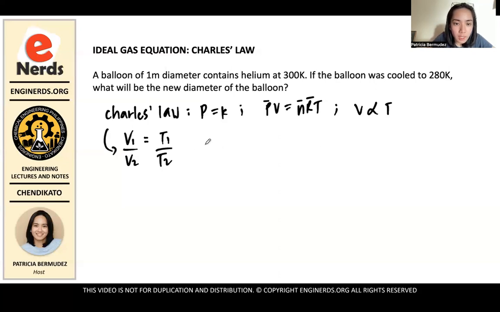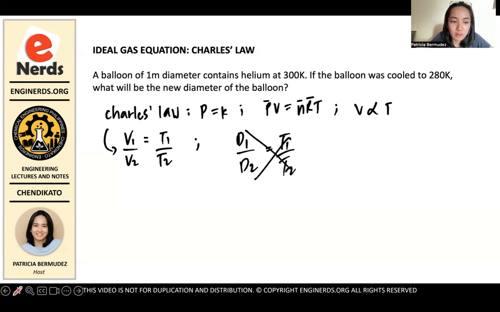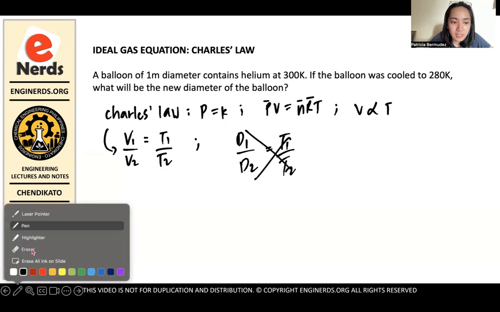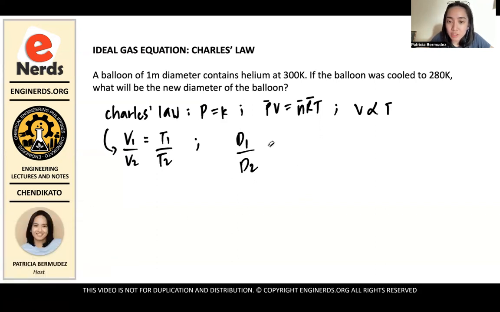Okay? And from here, since the question is asking for the diameter, we can't really relate T2 directly to diameter, di ba? I actually made that mistake when I took this exam. What I did was D1 over D2 is equal to T1 over T2, which is wrong. Kasi hindi naman ito yung Charles's law. Ang Charles's law natin relates temperature to volume, and diameter is not volume, okay? Diameter is a measure of length, and it's not really volume.